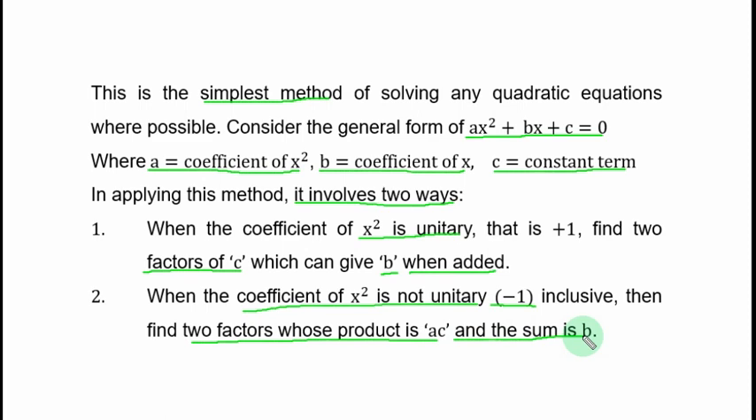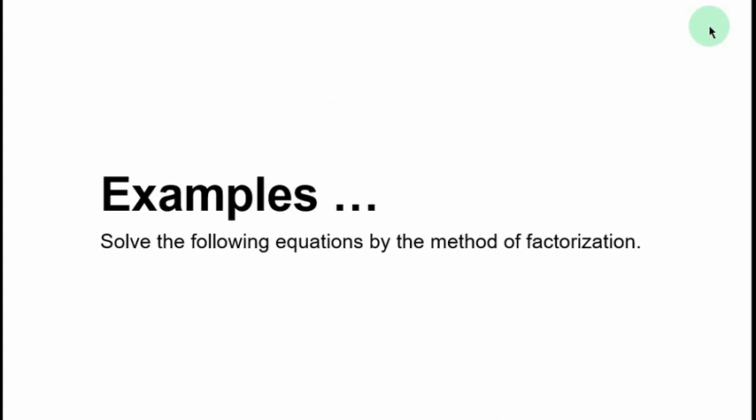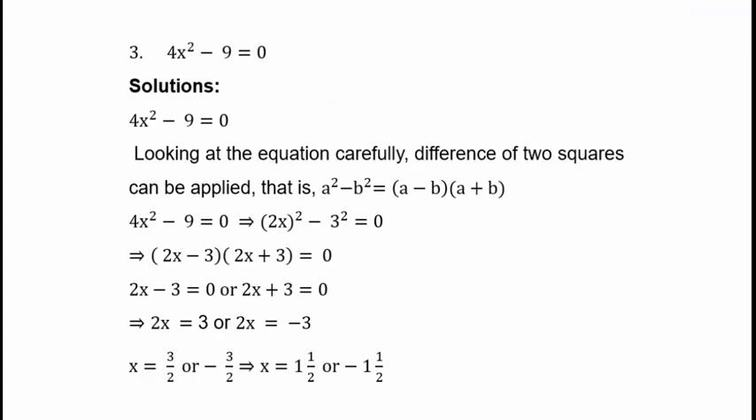So we apply these two approaches to see how we can factorize quadratic equations that can be solved by the method of factorization. Examples: solve the following equations by the method of factorization. Example 3, you have 4x squared minus 9 equal to 0. So, solution, this is the given problem.